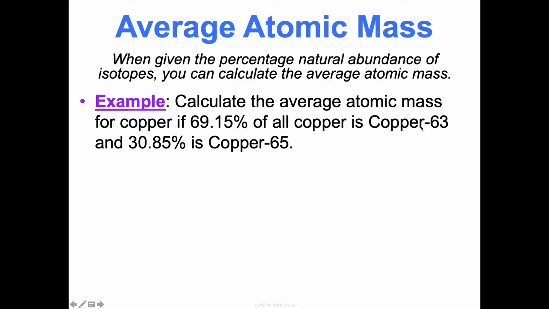Okay, so we know that the majority of copper in nature is copper 63, so copper with a mass number of 63. But there is a percentage of copper that occurs naturally in nature that is copper 65. So what we just want to do is use these numbers to find that weighted average, that average atomic mass.